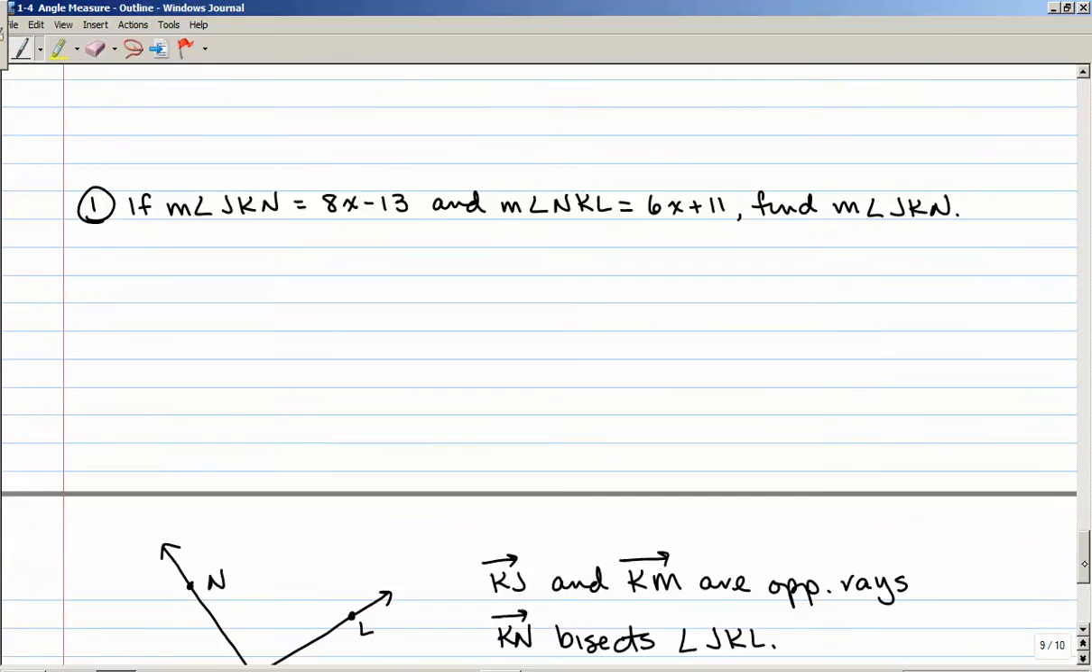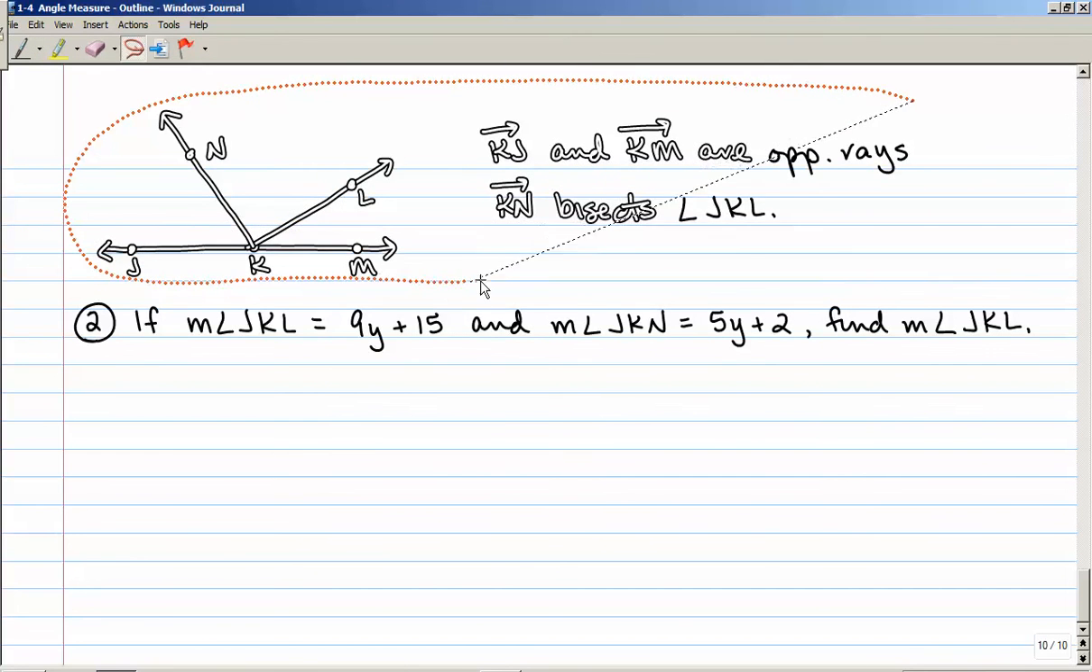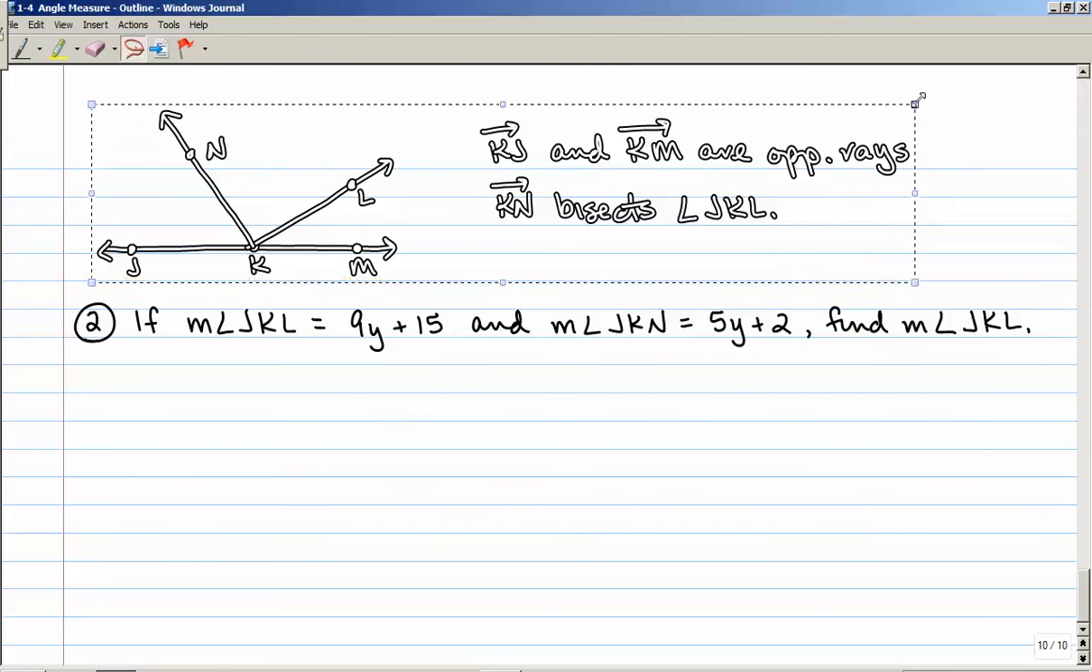Oops, I think I lost my diagram. Hold on a second here. This is the diagram I want. Sorry about that. Let me go ahead and move this back up there. Okay.